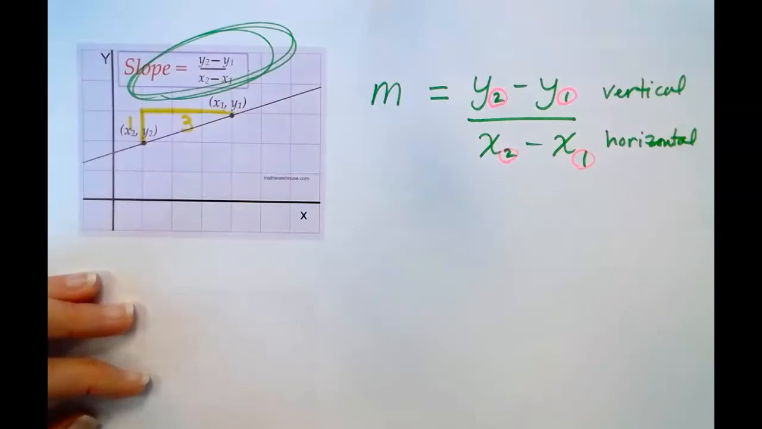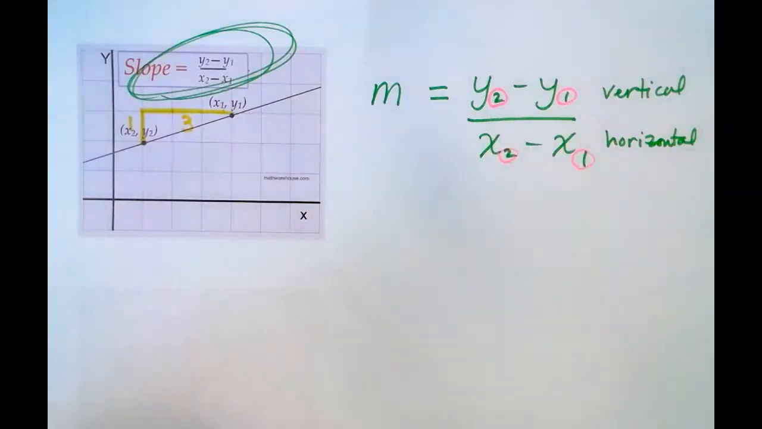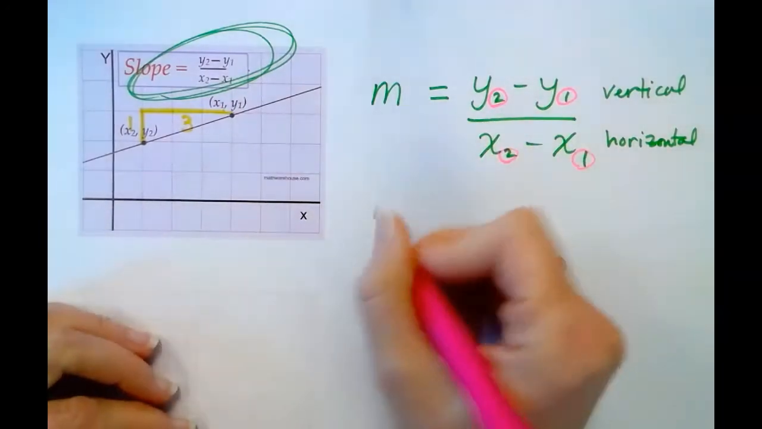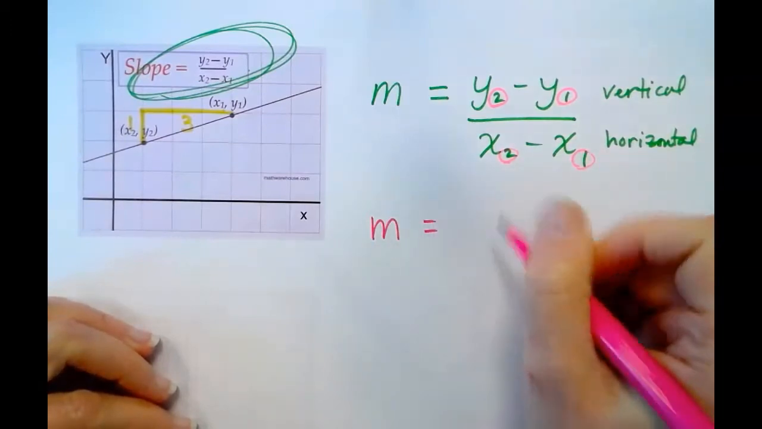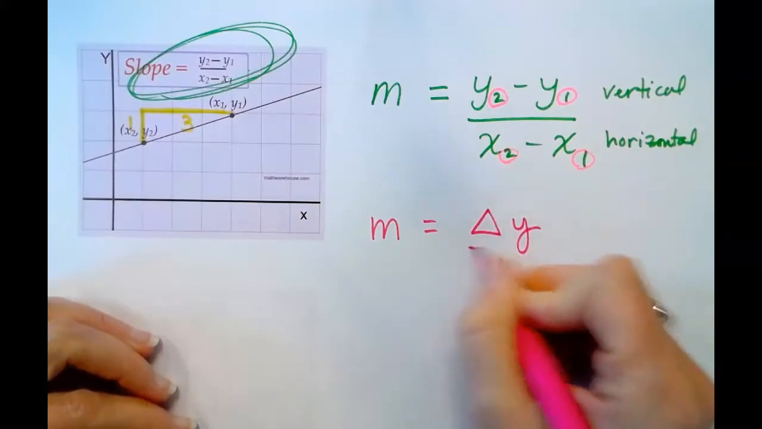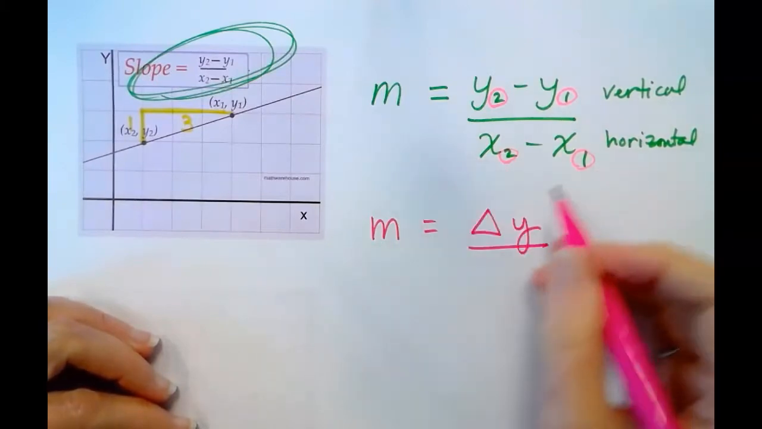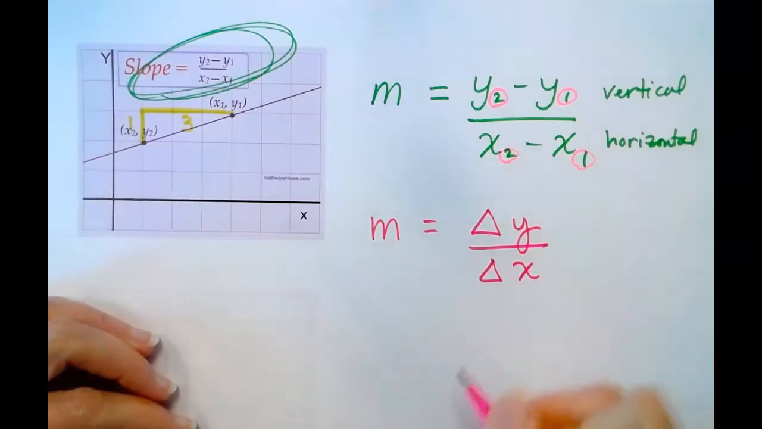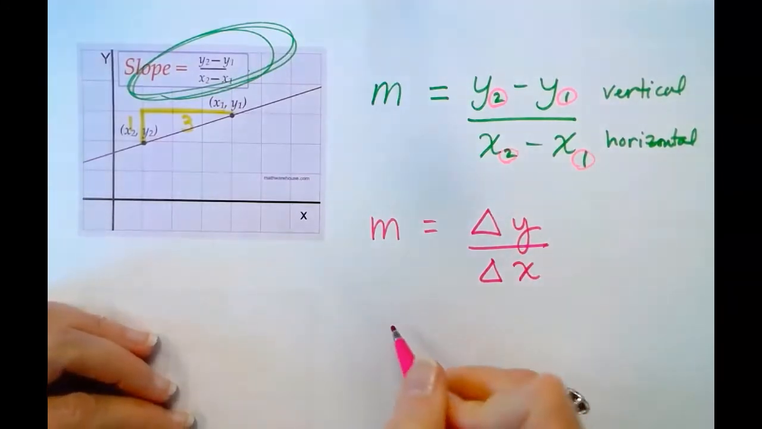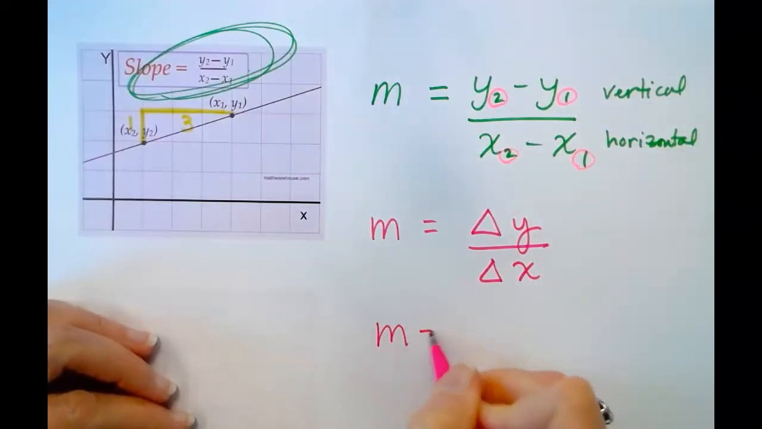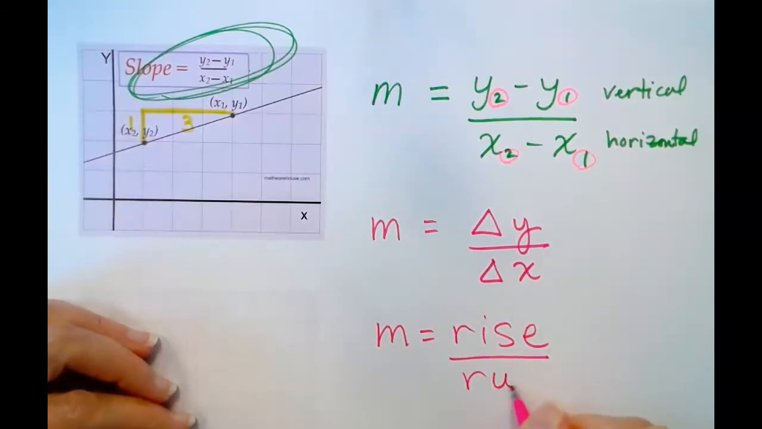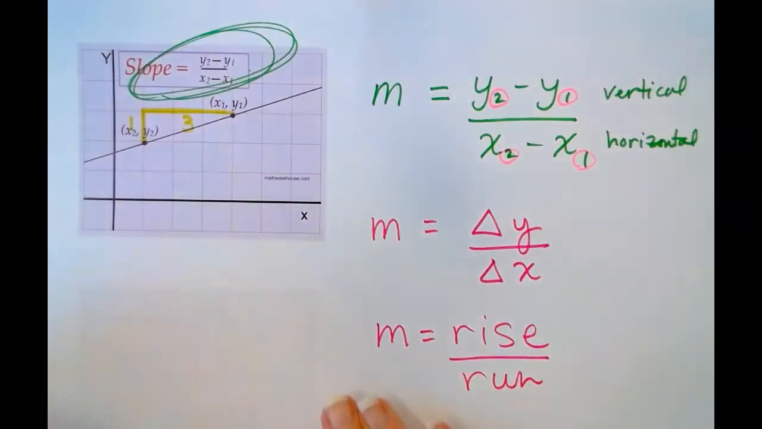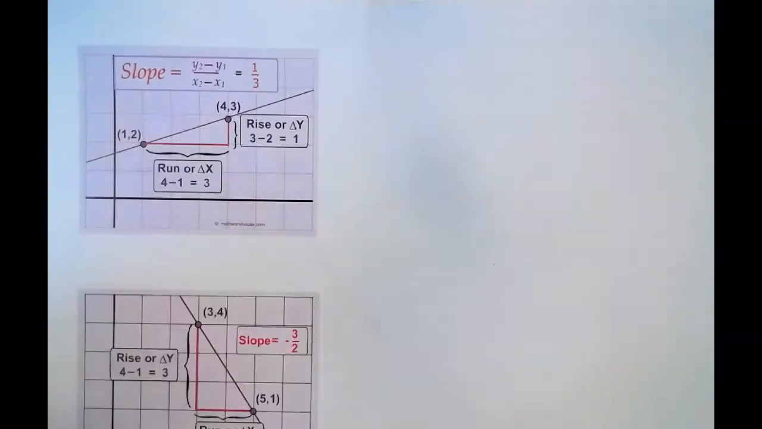So slope, y2 minus y1 over x2 minus x1. Another way you might see it is the change in y, also known as delta y, over the change in x, also known as delta x. And lots of times in class, we'll just refer to it as the rise over the run. The rise over the run. That is 3 ways to think about slope.